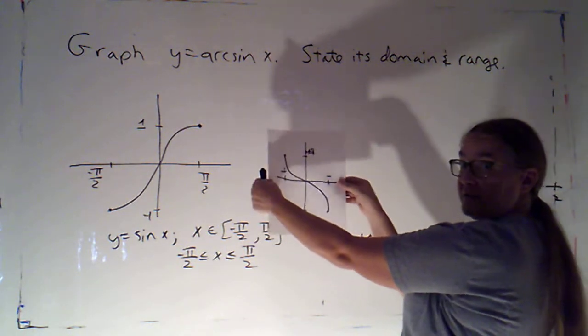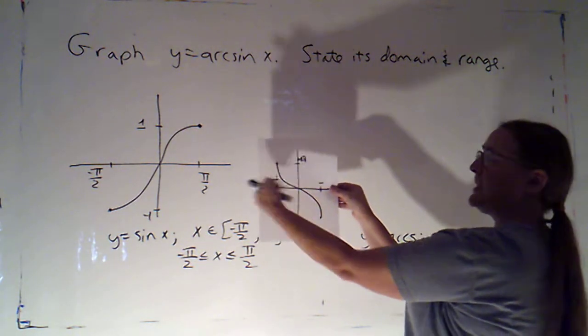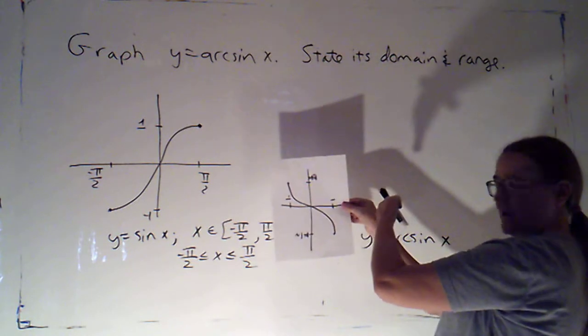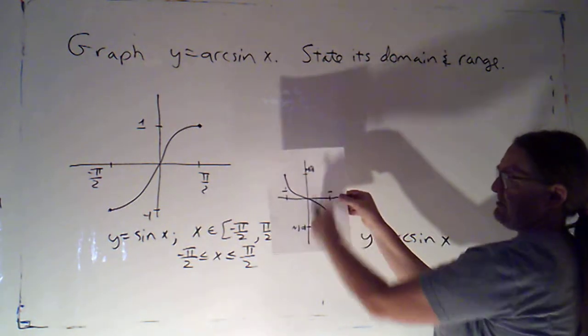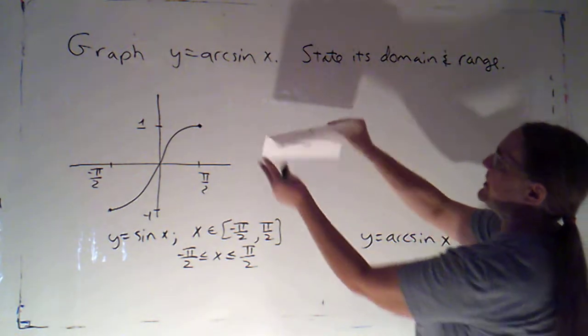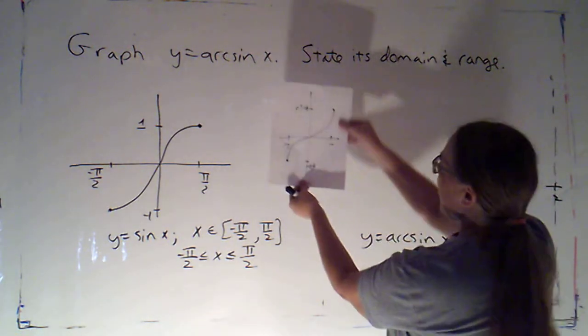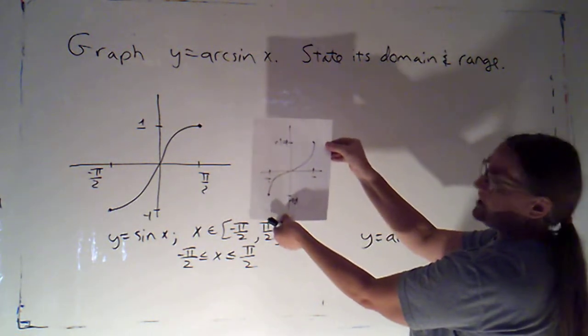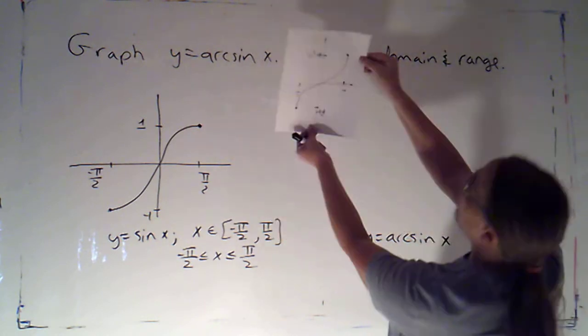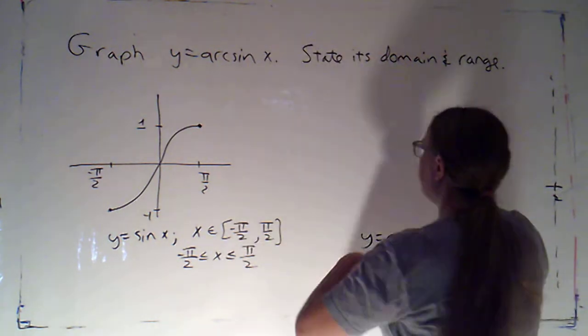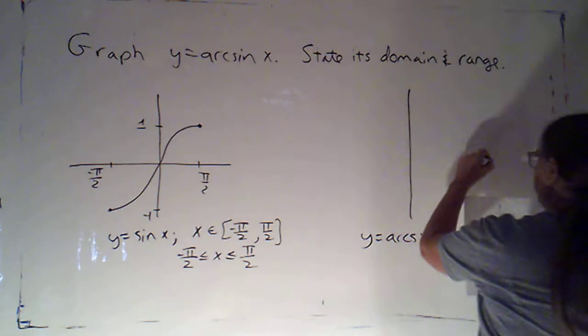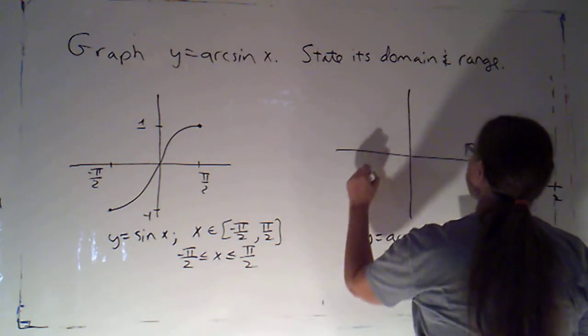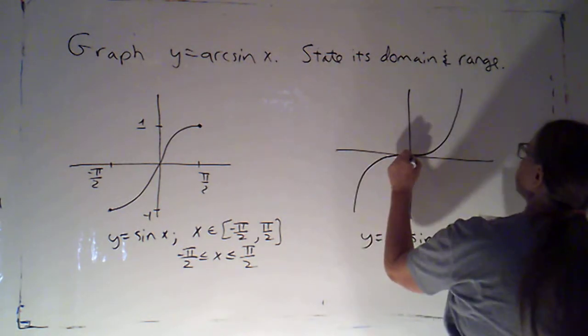But the problem is we've preserved the orientation that the positive direction is to the right, but here the positive direction is down, so it's upside down. So we flip it top to bottom. And I have no idea whether that's going to show up on the video or not. But if you hold it up to the light, you should be able to see the basic shape that you're getting. It looks something like this.